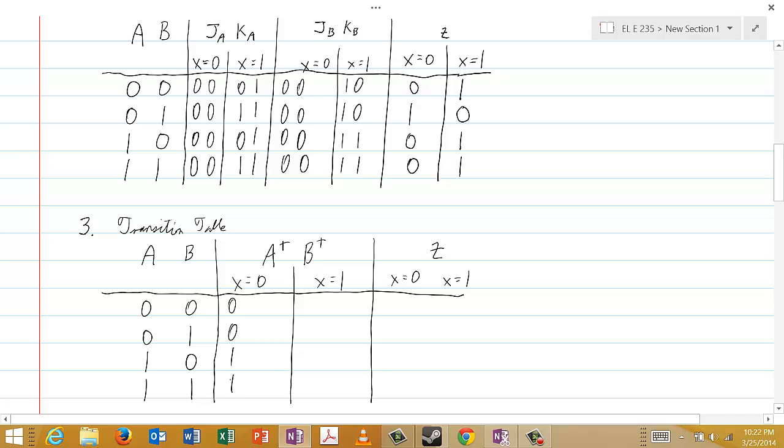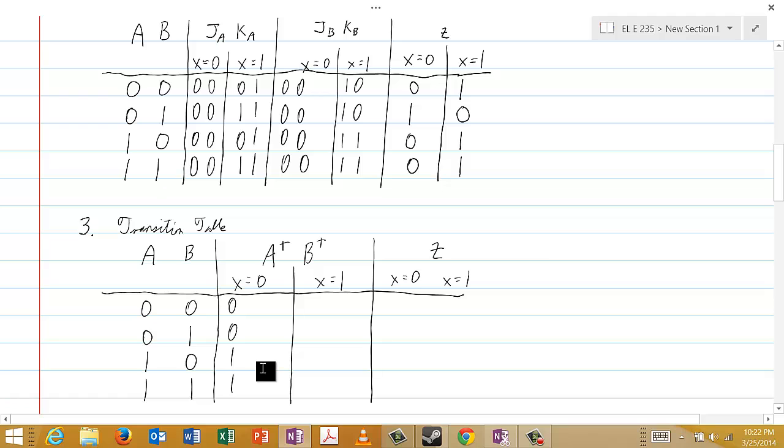And again, the reason for that is that in every case here, J and K are both 0, and when J and K are both 0, the next value of the output is equal to the present value of the output. So that is A plus is equal to A. A is 0, 0, 1, 1, and therefore A plus is 0, 0, 1, 1.